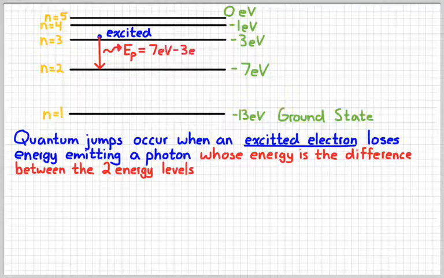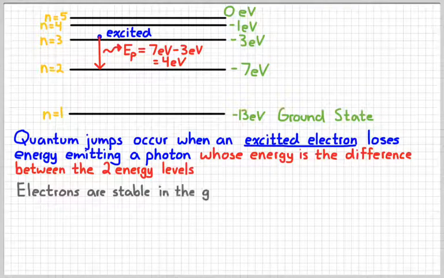So for instance, the energy of this photon would be 4 electron volts, because it started at -3 and it ended at -7, a difference of 4 eV. Now the electron can't exist anywhere in between. It can only go from -3 to -7, or -3 to -13. It can't exist anywhere in between. So we can only have photons created that match those energy differences.